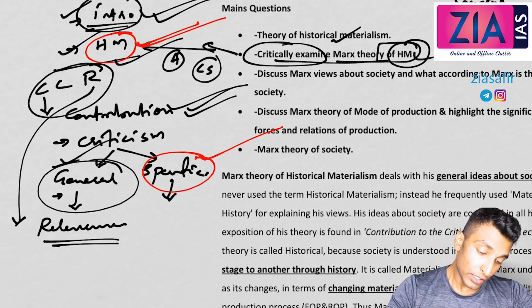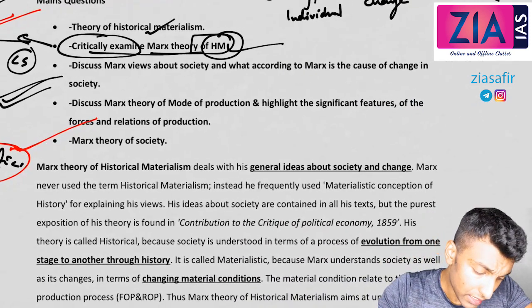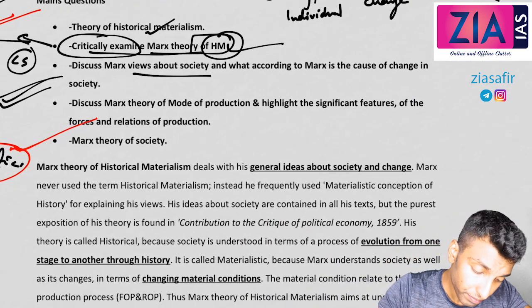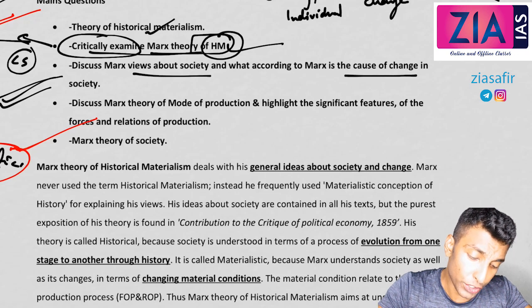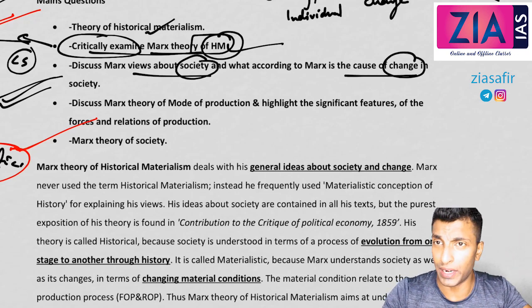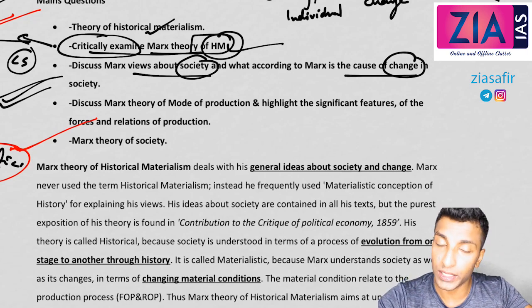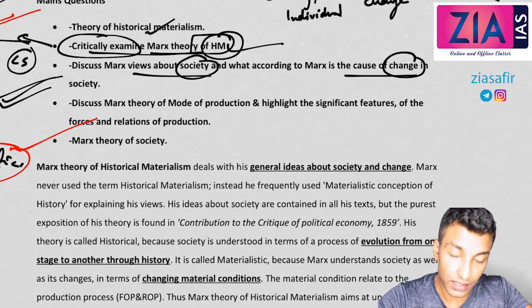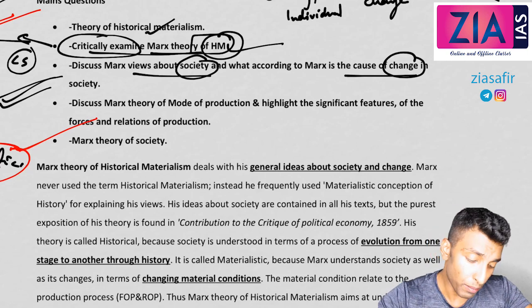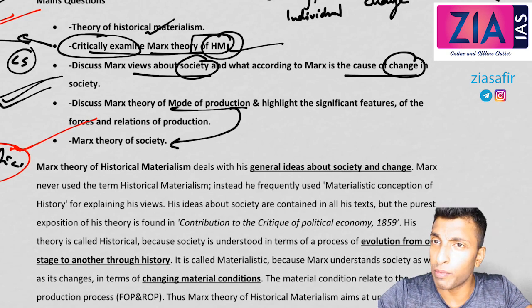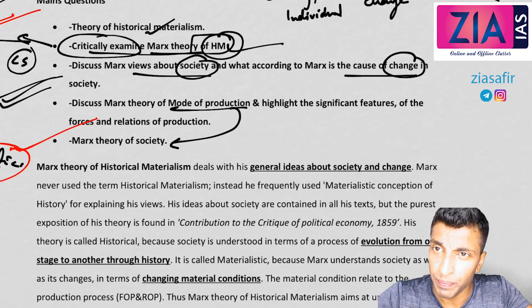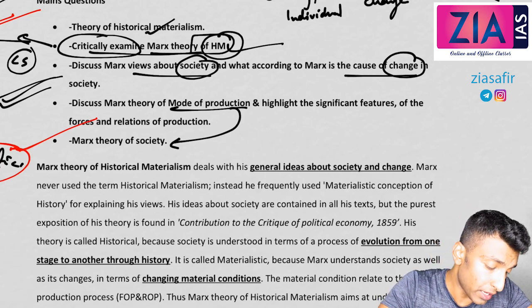Okay, so let's look at other questions. Discuss Marx's views about society, that is the first part. And according to Marx, what is the cause of change? So here views about society and change are asked separately. It is actually historical materialism only. Discuss Marx's theory of mode of production and highlight the features of the forces and relations of production. Then Marx's theory of society. Marx's theory of society also means the same. It could be Marx's theory of mode of production. Mode of production and society are the same. Or Marx uses the term social formation. All are representing society only. Okay, so we will discuss historical materialism now.